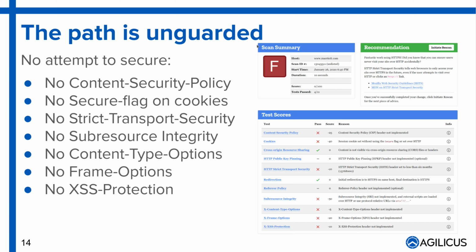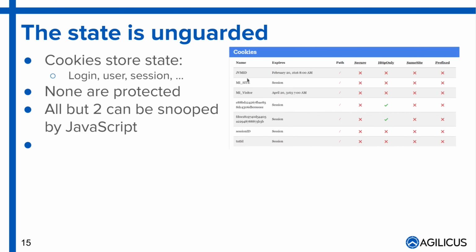Marriott's done nothing. No content security policy, no secure flag on cookies, no strict transport security, no sub-resource integrity, no content type options, no frame options, no XSS protection. They've literally done nothing. They lost all the records. They testified publicly on the subject, and then they turned around, and the front door, the main page of their brand, they did nothing. I think any one of us can do better than this on our sites.